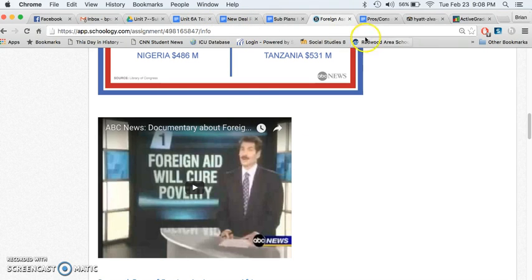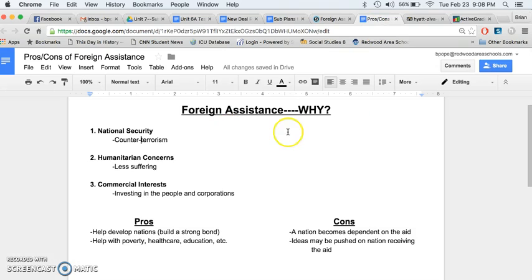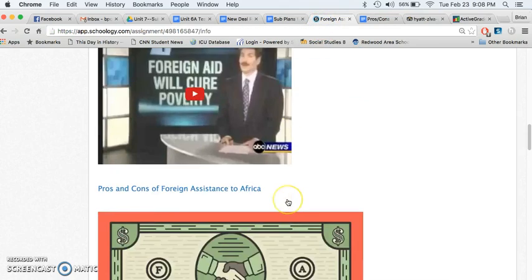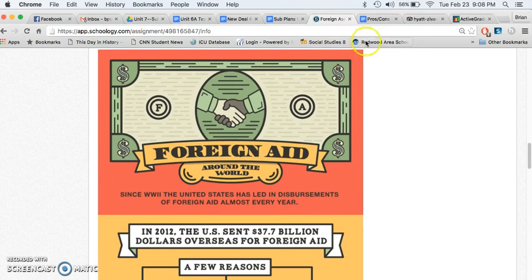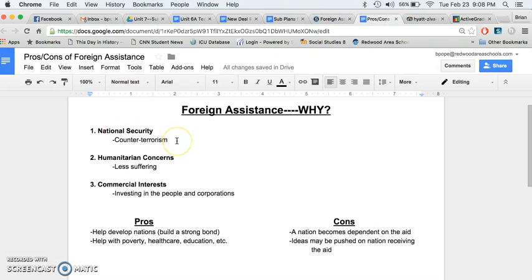Why do we give Africa so much money? Well, there's kind of three reasons here. I pulled from this part right here, this little infographic. National security to combat counterterrorism. Obviously, we're constantly fighting terrorism around the world. Yes, there is terrorism, terrorist cells in Africa. So part of that money to those countries is to help them stop terrorism before it gets to our doorstep.